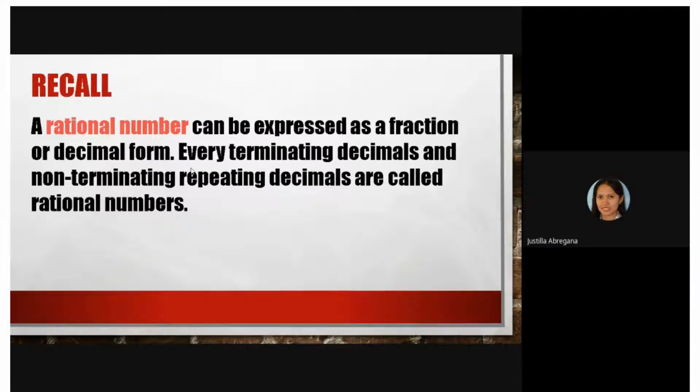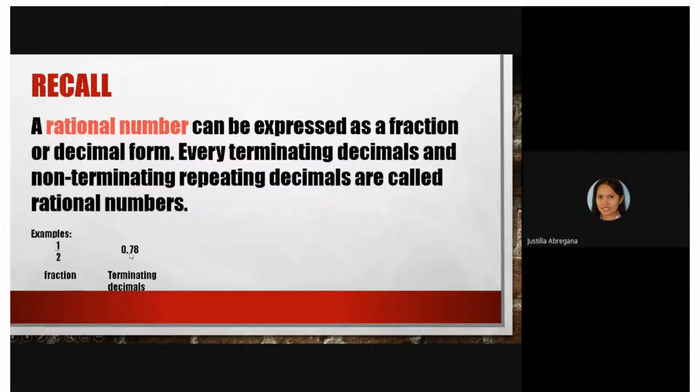For example, we have here 1/2. This is in a fraction form. As you can notice, our numerator is 1 and our denominator is 2. So this is expressed in the form a over b, where b, or your denominator, is not equal to 0. Therefore, 1/2 is a rational number. 0.78 is an example of a terminating decimal because it stops at the hundredths place.